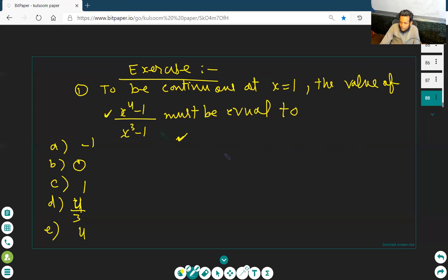This is a continuous function. In a continuous function, the limiting value and functioning value are equal. Understand it: the limit as x approaches 1 of (x^4 minus 1) upon (x^3 minus 1) is equal to f of 1. Functioning value and limit value are both equal. You should find this value. This value will be the value of the function.